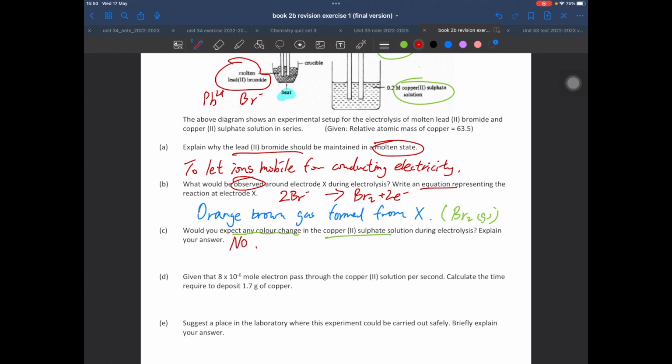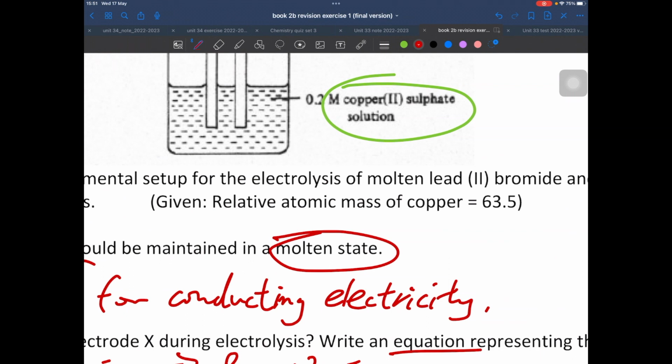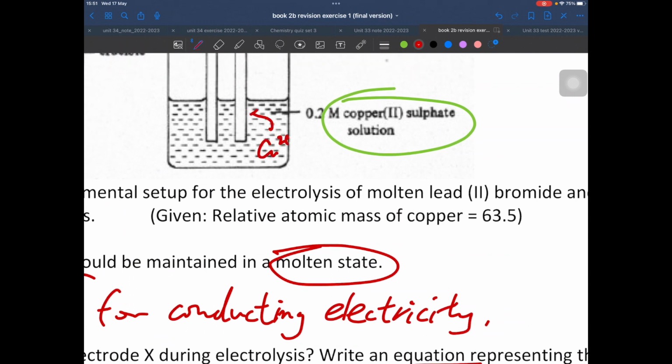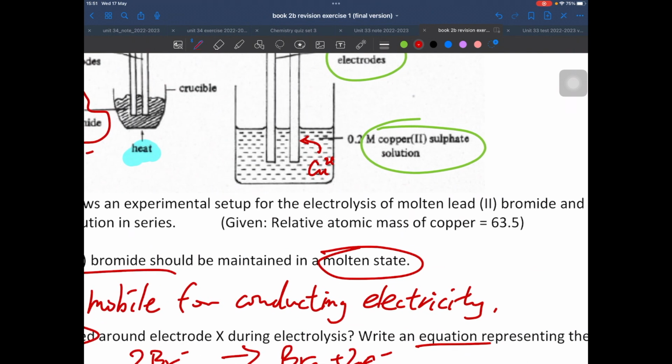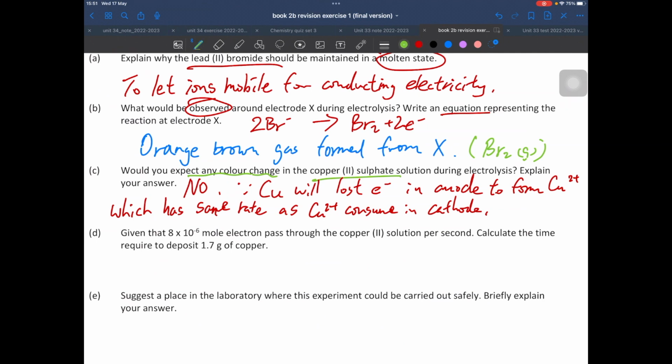And why? Of course, because here is the first statement. Copper will lose electrons at the anode to form copper(II) ions, which is in the same way as copper(II) consumed at the cathode. You can see the copper(II) will be consumed here to form copper metal. This is the cathode. But at the same time, the copper rod will give out copper(II) ions to compensate. This is the first mark. So what about the second mark? The concentration of copper(II) ions remains unchanged.